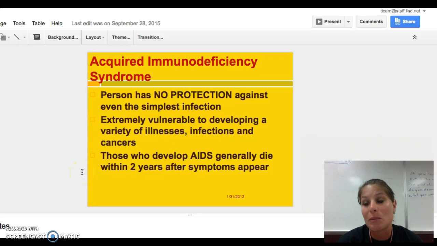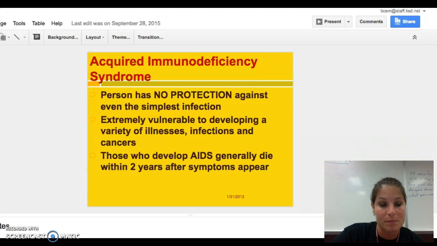Okay, that doesn't mean people with HIV die in 2 years. Okay, people with HIV can live several years. Okay, but it's usually the last stage is AIDS. And people can have HIV and it never develops into AIDS. Okay, it doesn't mean just because you have HIV that you're going to get AIDS.